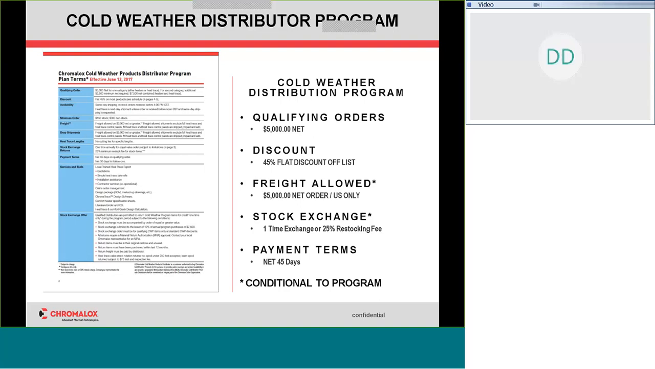And then there's also a one-time stock exchange. So at the end of the year, let's say we do get them to stock some product and we find out that that doesn't move. We can now exchange that, or we can return it if it's a stock item for a 25% restocking fee. If it's non-stock, it's a little bit different. But if you're going to stock unit heaters, that usually falls into the stock scenario.